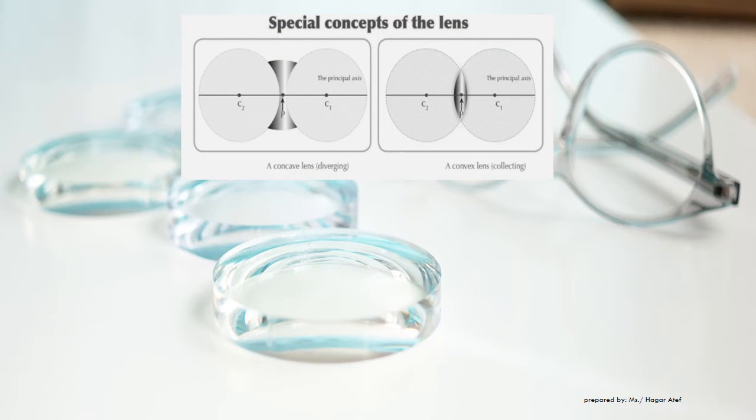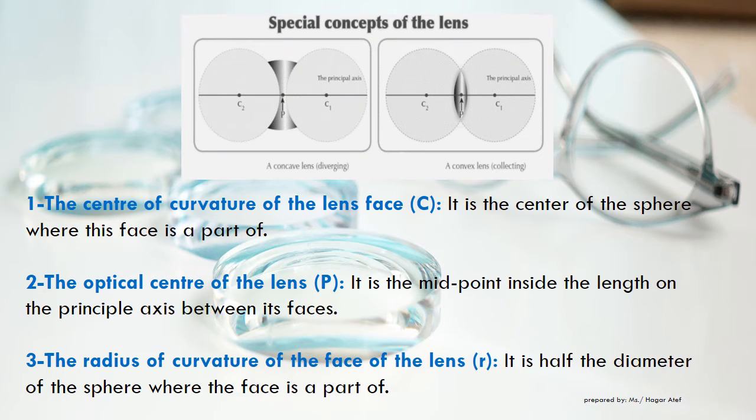Special concepts of the lens. Number 1, the center of curvature of the lens face, C. It is the center of the sphere of which this face is a part. Number 2, the optical center of the lens, P. It is the midpoint inside the lens on the principal axis between its faces. Number 3, the radius of curvature of the face of the lens, R. It is half the diameter of the sphere of which the face is a part.